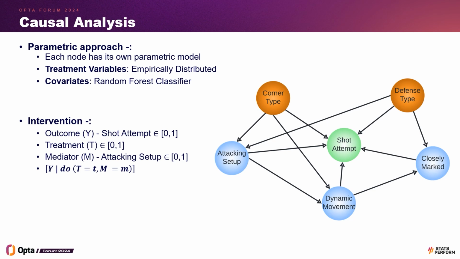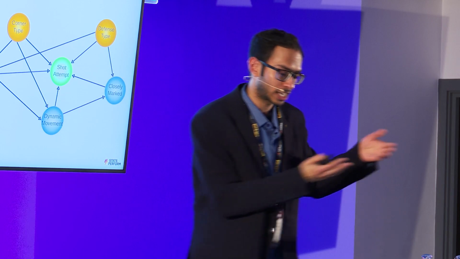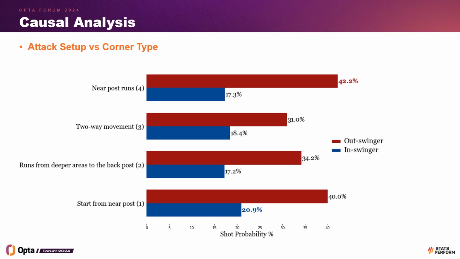So we try to fix the value of corner type and also the value of the category of attacking setup, and try to find which particular matchup was the best in various scenarios. Here you can see the results that we got. By doing those interventions, as earlier suggested, the outswinging corners were seen to produce more shots in the data set, and the causal model also supports that.